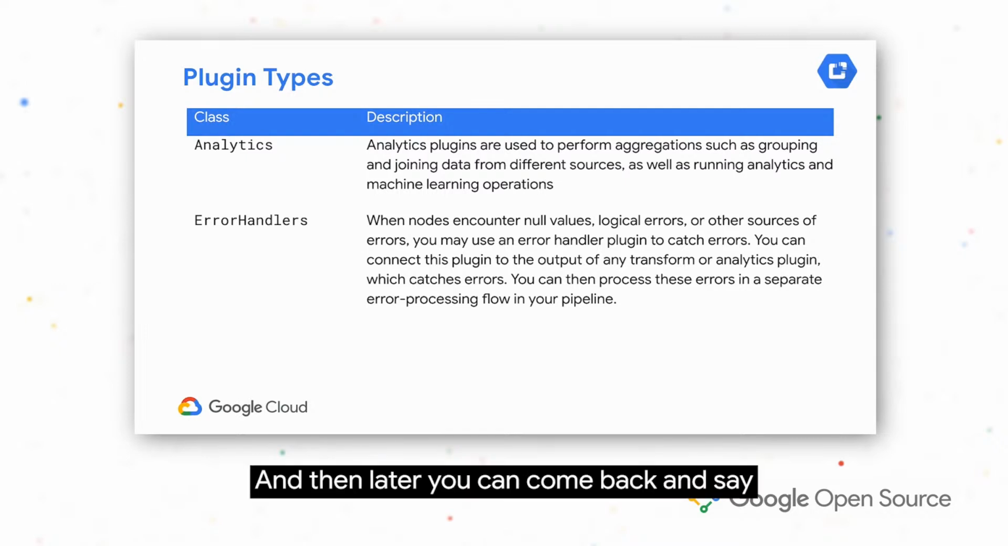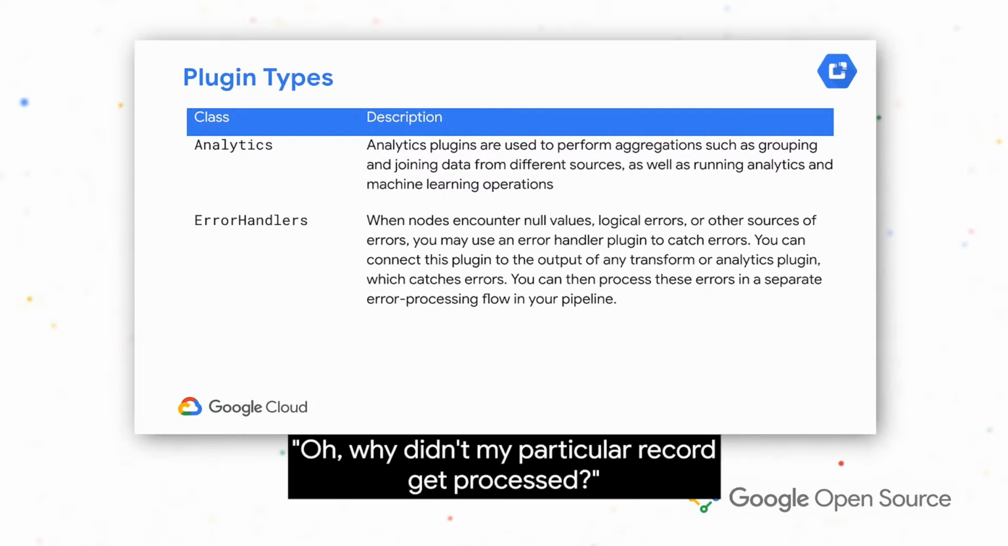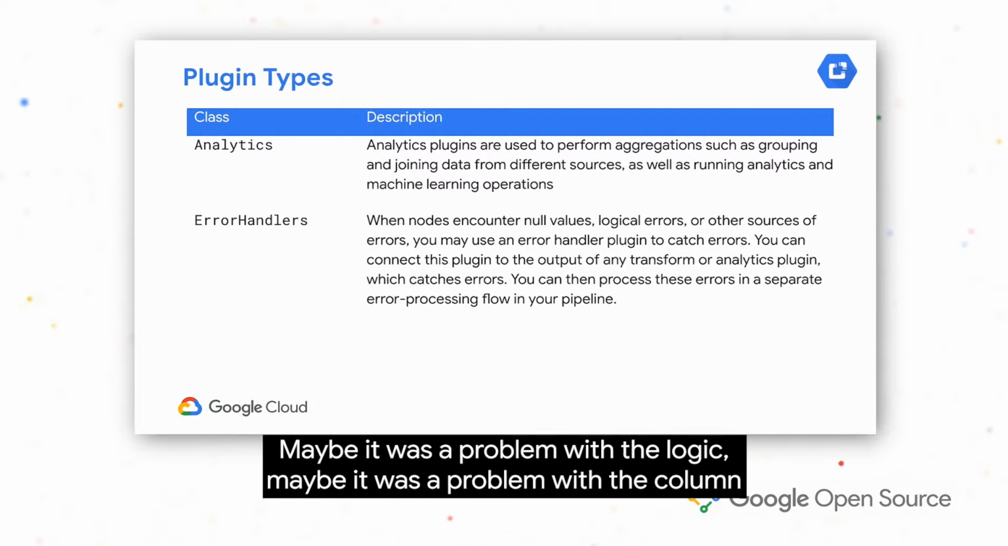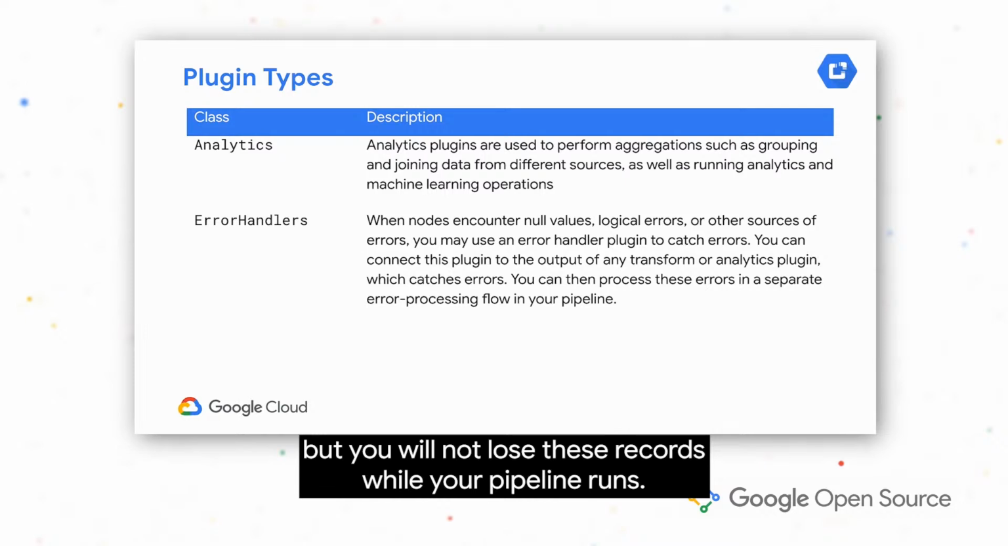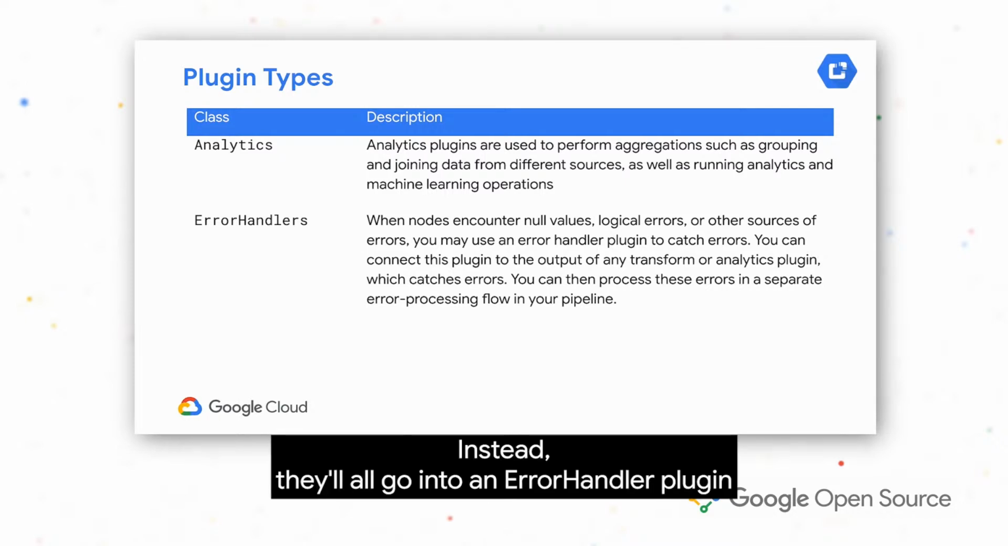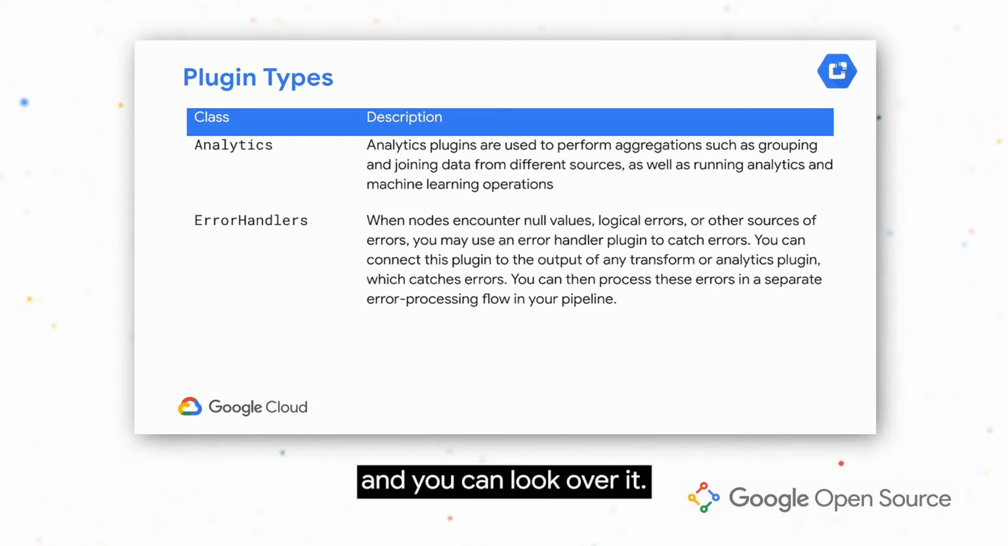And then later you can come back and say, oh, why didn't my particular record get processed? Maybe it was a problem with the logic, maybe it was a problem with the column, but you will not lose these records while your pipeline runs. Instead, they'll all go into an error handler plugin and you can actually look at it over there.